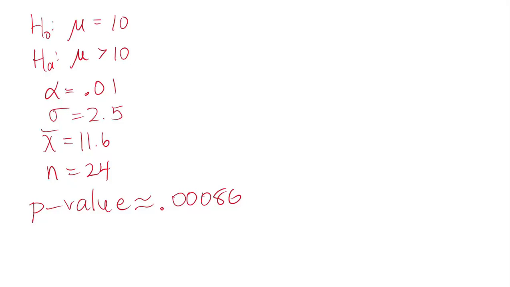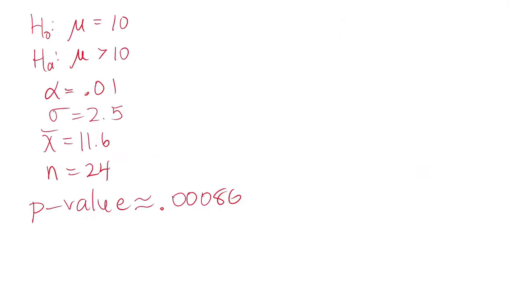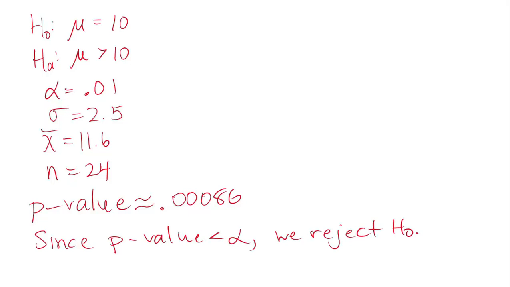Now, we don't have to reason through it like that in our class because we have a rule. We compare the p-value to alpha, and if the p-value is less than or equal to alpha, we reject the null hypothesis. Otherwise, we do not reject the null hypothesis. We say we fail to reject it. Well, 0.00086 is definitely smaller than 0.01, and since the p-value is less than alpha, we're going to reject the null hypothesis. We're quite sure that the null hypothesis is false, and so we reject it. When we reject the null hypothesis, we are going to replace that claim with the alternative claim. We're rejecting the null hypothesis in favor of the alternative hypothesis.